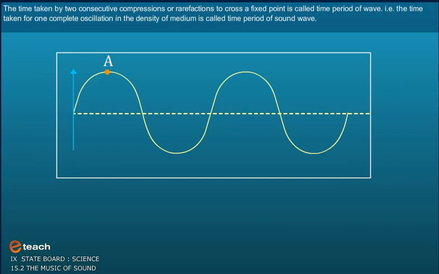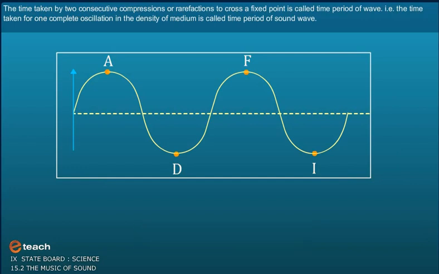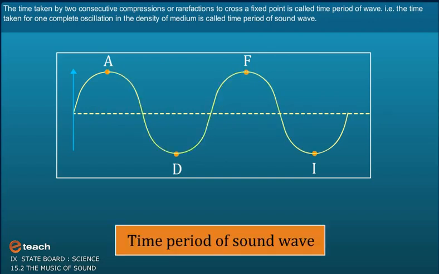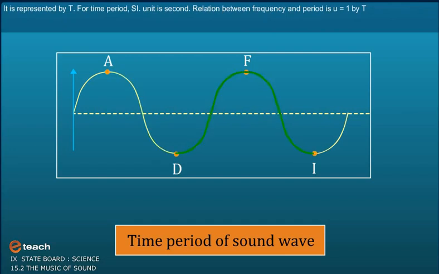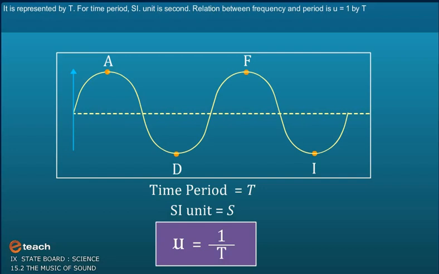The time taken by two consecutive compressions or rarefactions to cross a fixed point is called time period of wave. That is, the time taken for one complete oscillation in the density of medium is called time period of sound wave. It is represented by T. For time period, SI unit is second. Relation between frequency and period is nu is equal to 1 upon T.